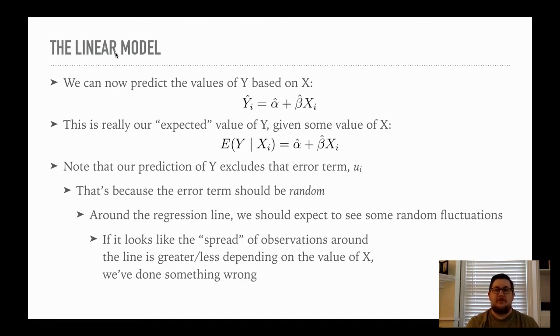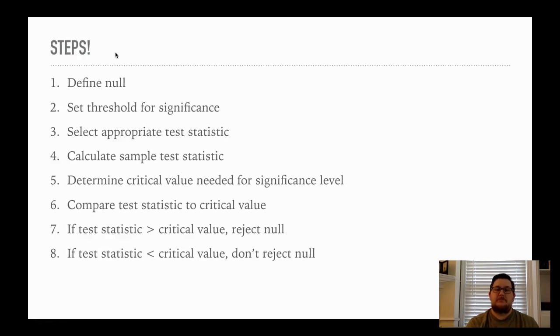So let's go ahead and calculate. Well, let's frame it in terms of the steps. Okay, so with the steps, we start out by defining the null. We set the threshold for significance. We select the appropriate test statistic. Hint, it's going to be regression. All right, then we calculate that sample test statistic. And then we determine the critical value needed, compare it to the critical value, so on and so forth. The steps you're all familiar with.